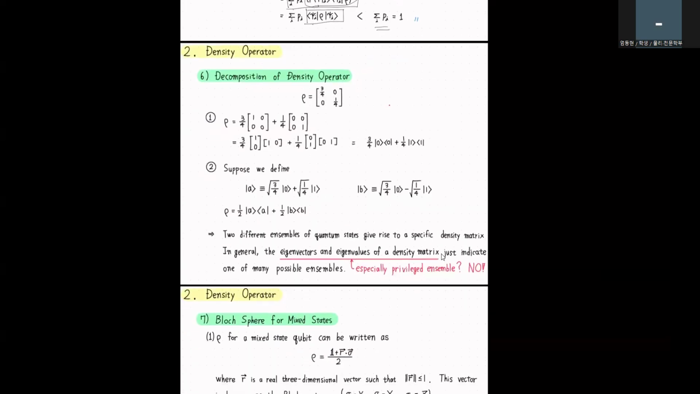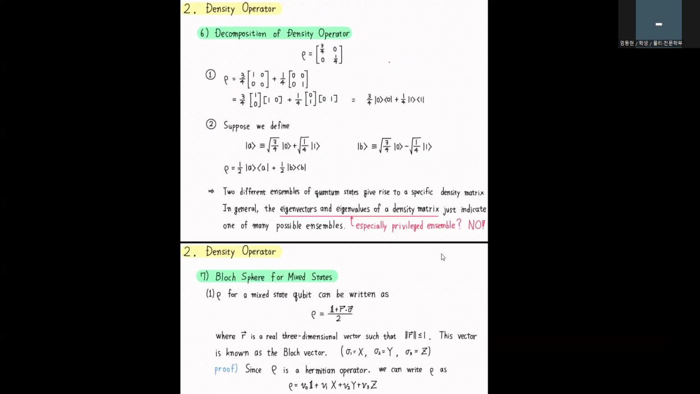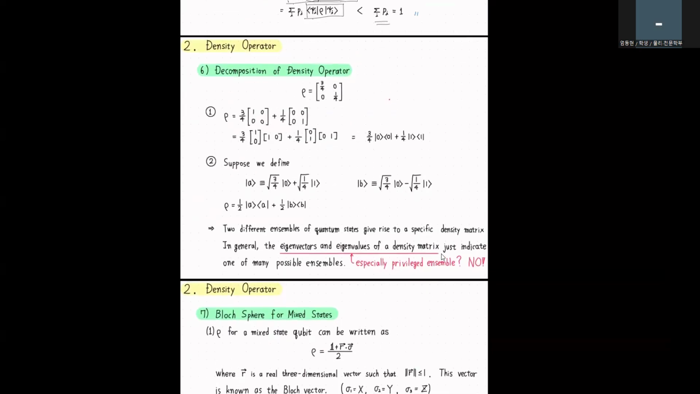So let's move on to the decomposition of the density operator. Let's say we have the following density operator over here, a simple diagonal operator. We can rewrite this as the weighted sum of these two matrices, which can also be rewritten as the projections of these two vectors, which means we can rewrite this as this expression over here.